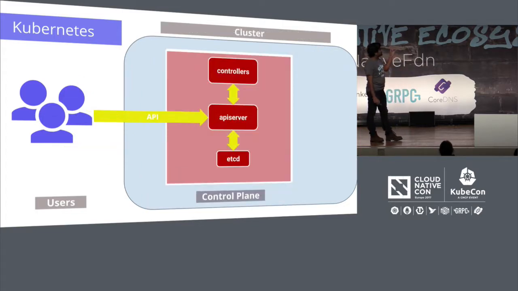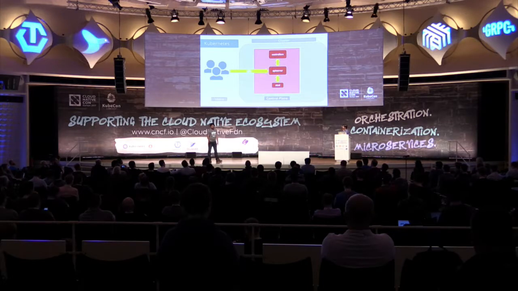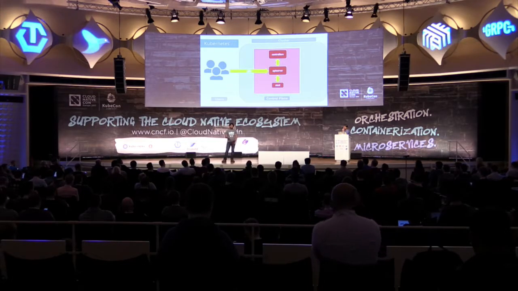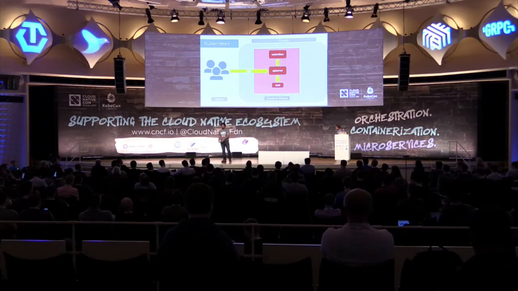And to go deeper into the control plane, in Kubernetes, these are the main components in the control plane. There's API server, there's etcd, and there's controller. So when users send their request to the control plane, they're actually talking to the Kube API server, which stores the desired state which it received from the user in etcd.